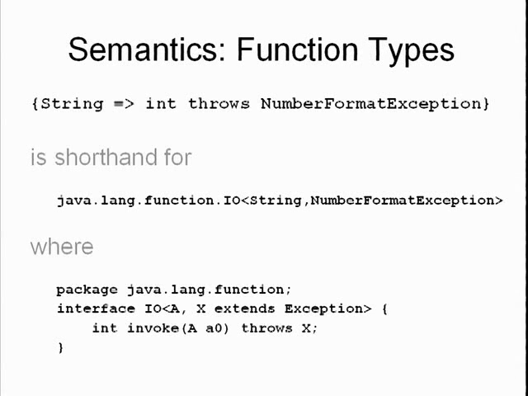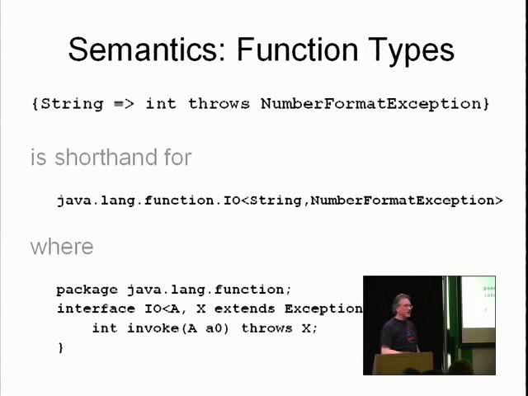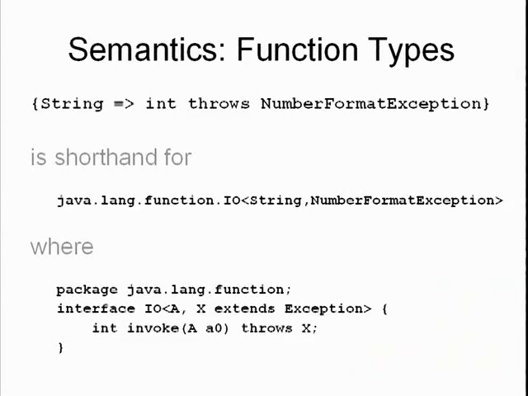And this function type IO looks like this: interface IO, A for the argument type, and it takes a type parameter that extends exception because that's the throws type. And the method is always called invoke in these function types. And in this case, it returns int because that's the one it is. And it takes an argument type A, and it throws X. Now, you might be wondering, am I going to be typing in a million of these function types and putting it in this package Java lang function?